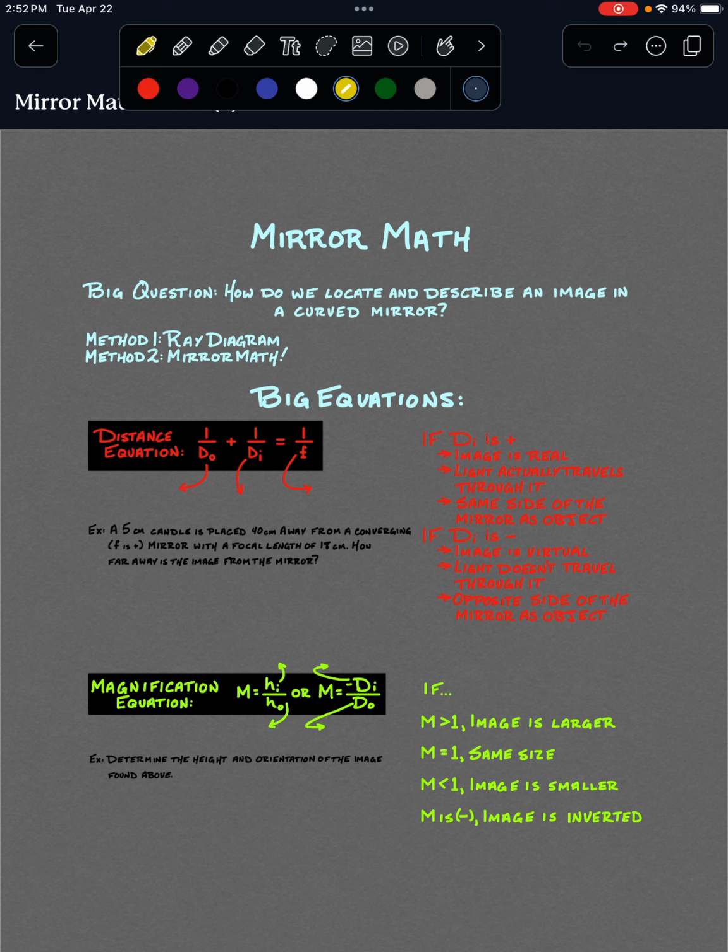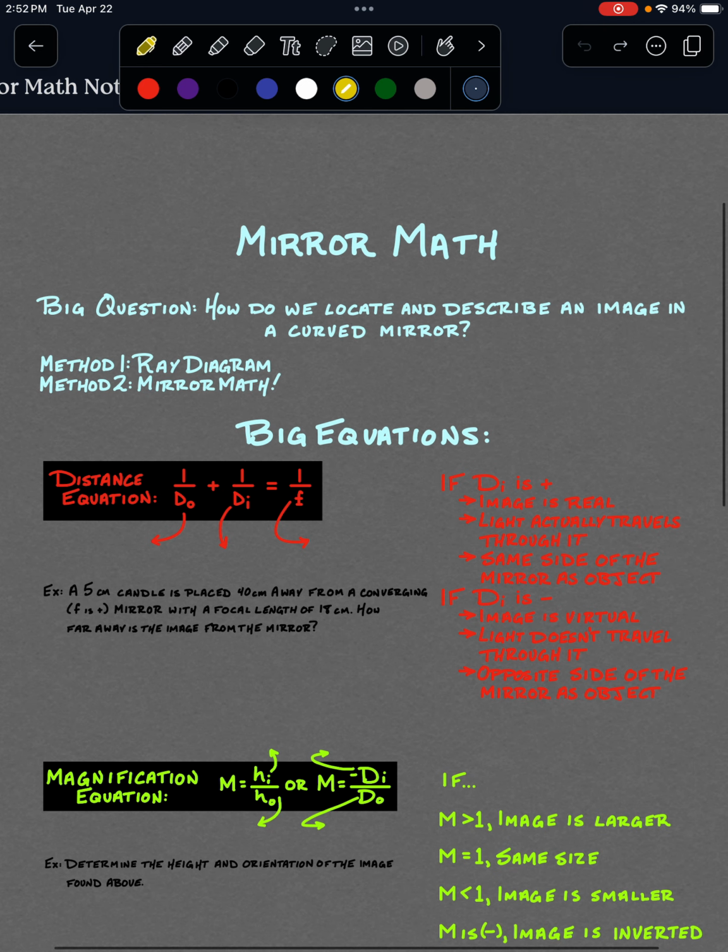Okay, mirror math. So we've been doing a lot of those ray diagrams, right? We've been getting a lot of practice and we're doing really well with figuring out how to draw those rules, where they come in, and where that object is going to stand, and how that affects where the image is going to be projected. So I know you know how to do that, but sometimes it's important for us to be able to say, okay, where exactly is that image going to land, right? If I'm trying to make it so that I can project an image to an exact location, I need to be able to calculate where that image is going to go. So our big question is going to be, how do we locate and describe an image in a curved mirror?